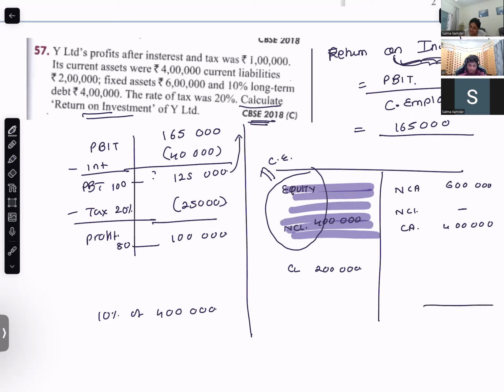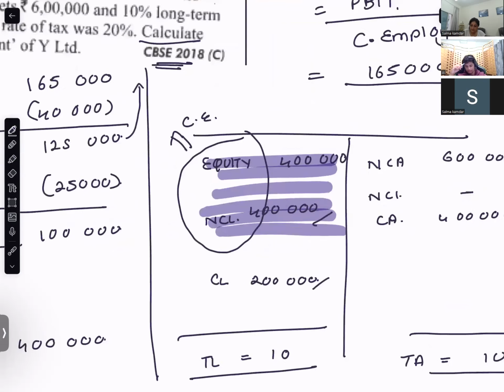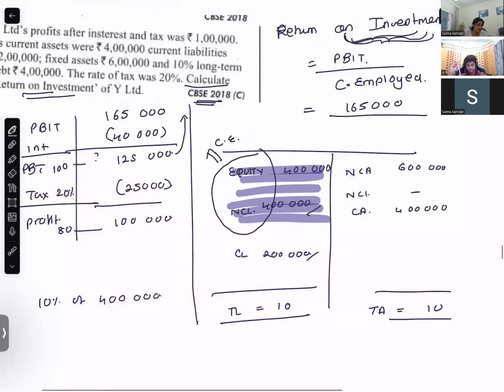I know my total assets is how much? 10. Total liabilities is 10. If this plus this is 6, so equity will become how much? 4 lakh. So capital employed will be how much? Equity 4 lakh plus non-current liability 6 lakh. Into 100.